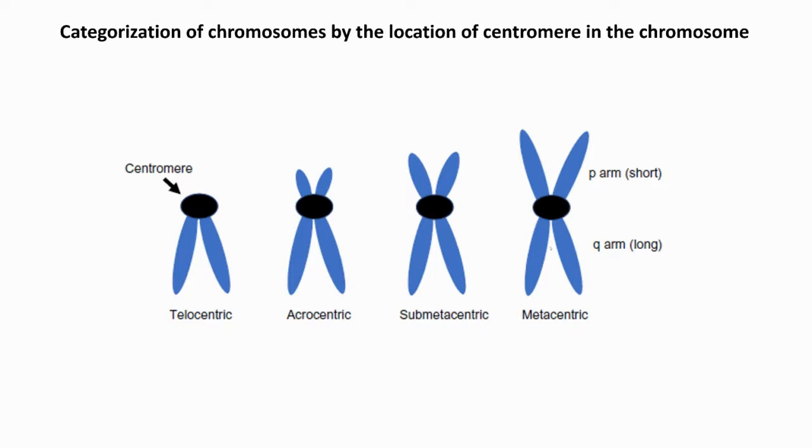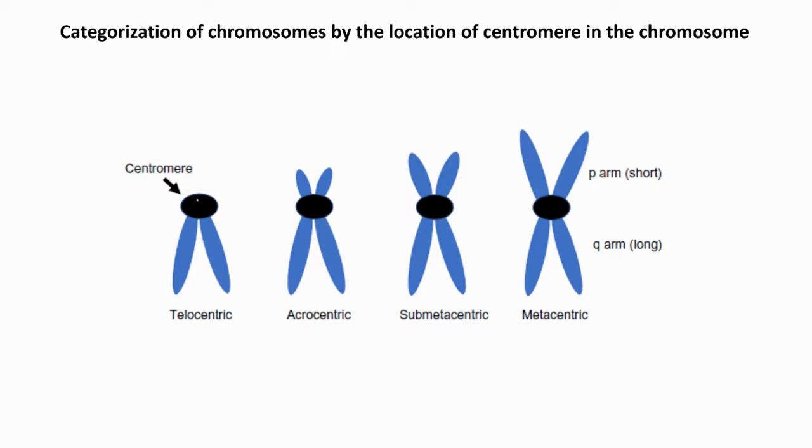Then we have the metacentric, where the chromosome arms are relatively equal in length, for this P1 and Q1. Then the submetacentric, where one arm is obviously much longer than the other arm. And also we have the acrocentric, where one arm is extremely short and small, and the other arm is extremely long.